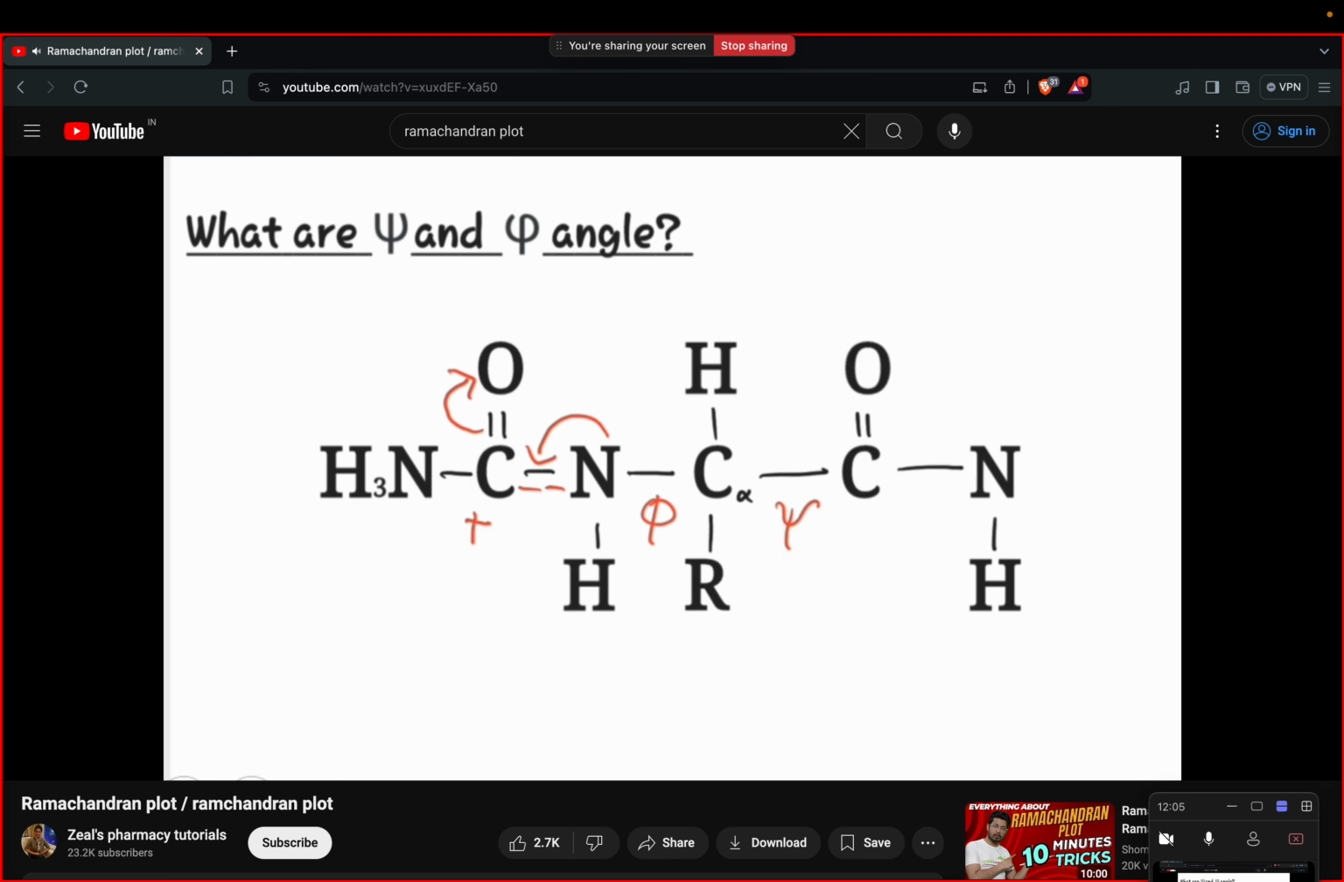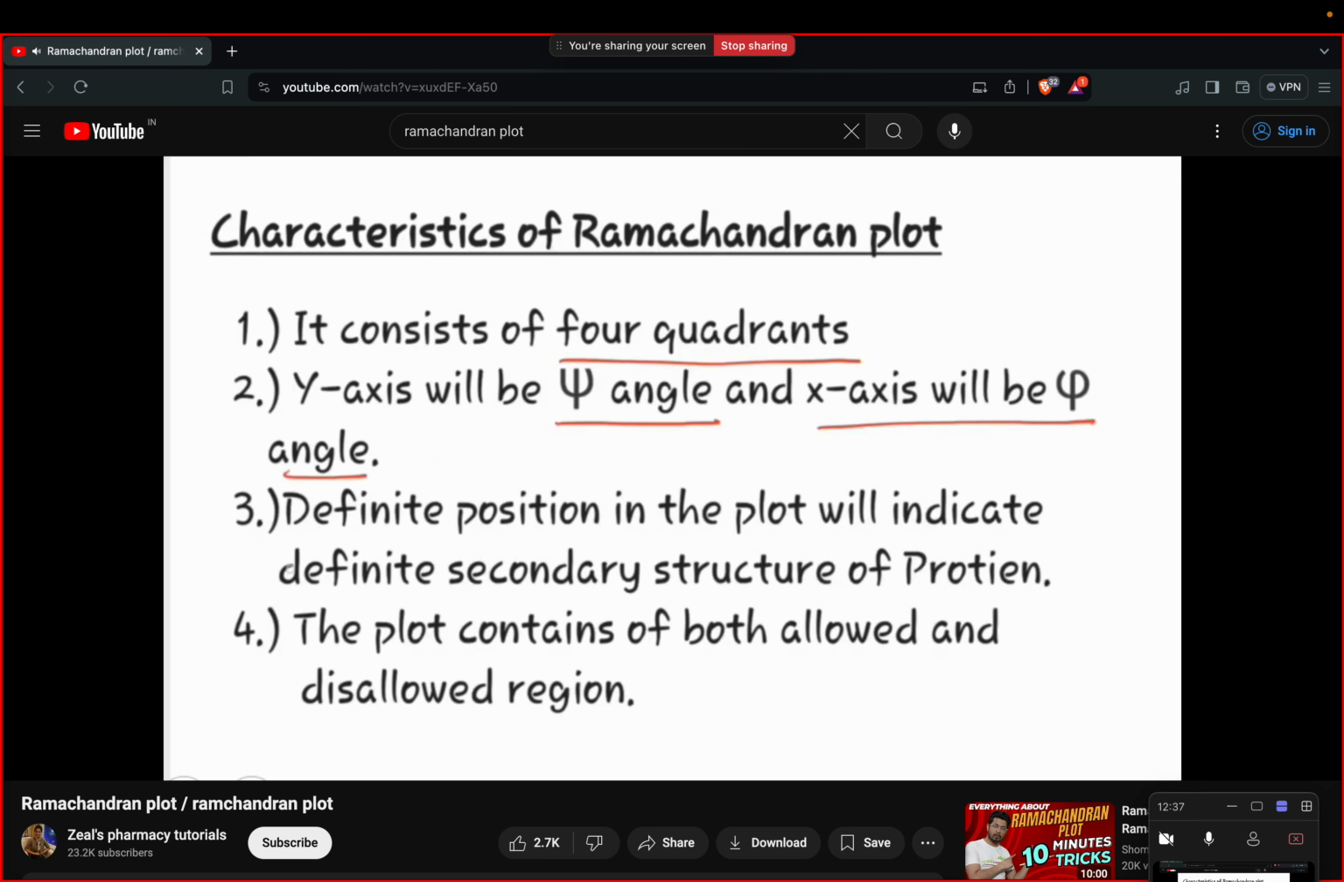The torsional or dihedral angle formed between C alpha and N is called the phi angle, and the torsional or dihedral angle formed between C alpha and C is called the psi angle. Now the rotation mainly depends upon this R. If R is simple, for example as in glycine, it is H, and the rotation is more. Similarly, if R is of proline, which has a complex structure and is a bulkier group, the rotation is very difficult. Third, the position in the plot will indicate the secondary structure of the protein.